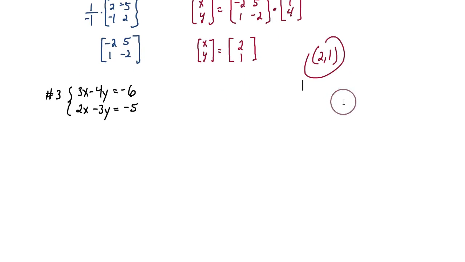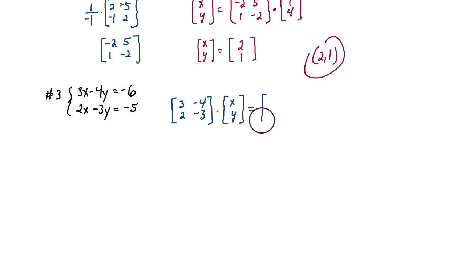Now number 3. First step, write this using matrices. So 3, negative 4, 2, negative 3. Times, and then x and y are the 2 variables, equals, and negative 6 and negative 5 are the 2 constants. Now let's figure out what the inverse of this matrix is.